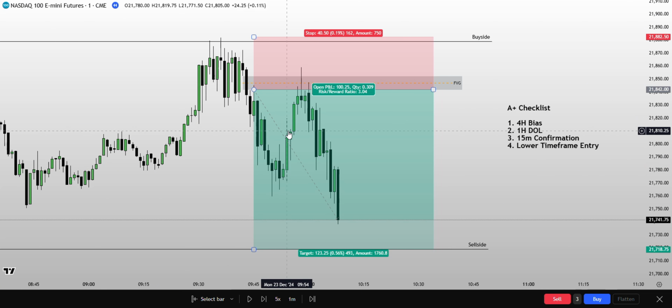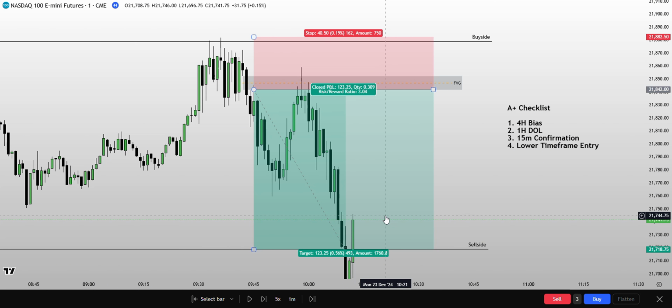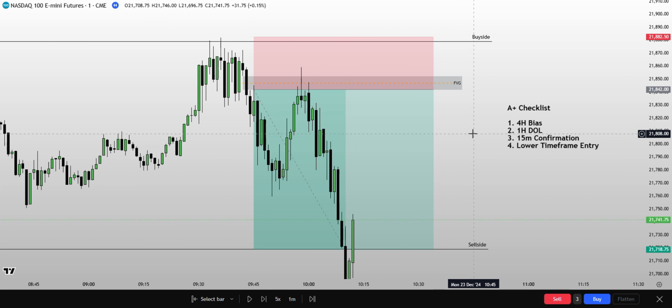What do we see? Inverse this bullish gap, inverse this bullish gap. I like the signatures in price. Sell side would likely get tapped. And there we go. So 123 points in a very clean move to the downside with the A+ checklist.